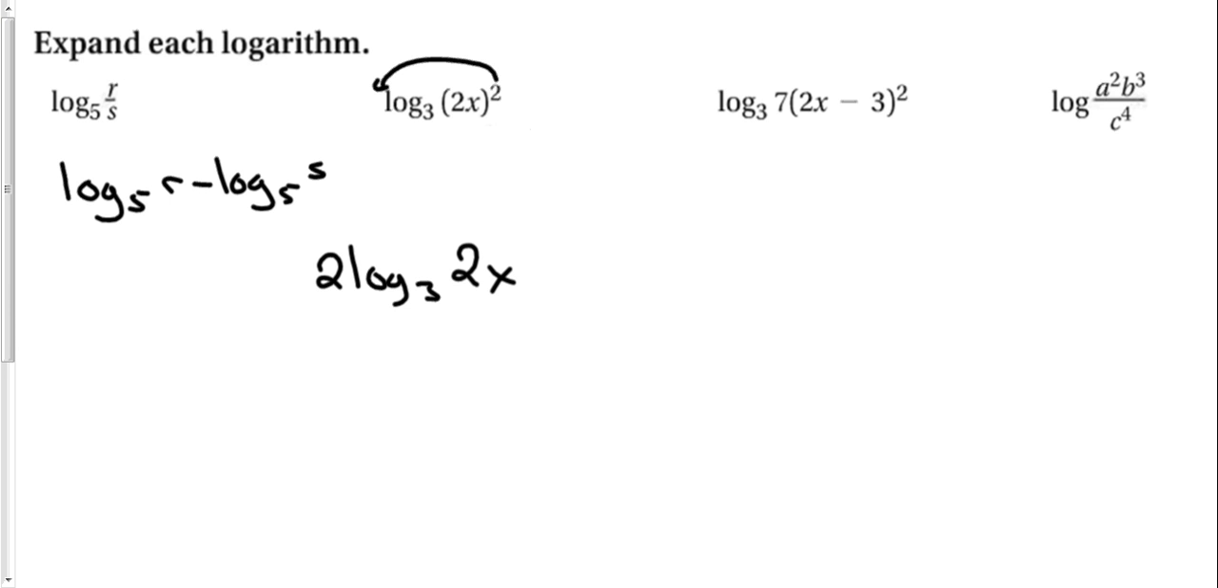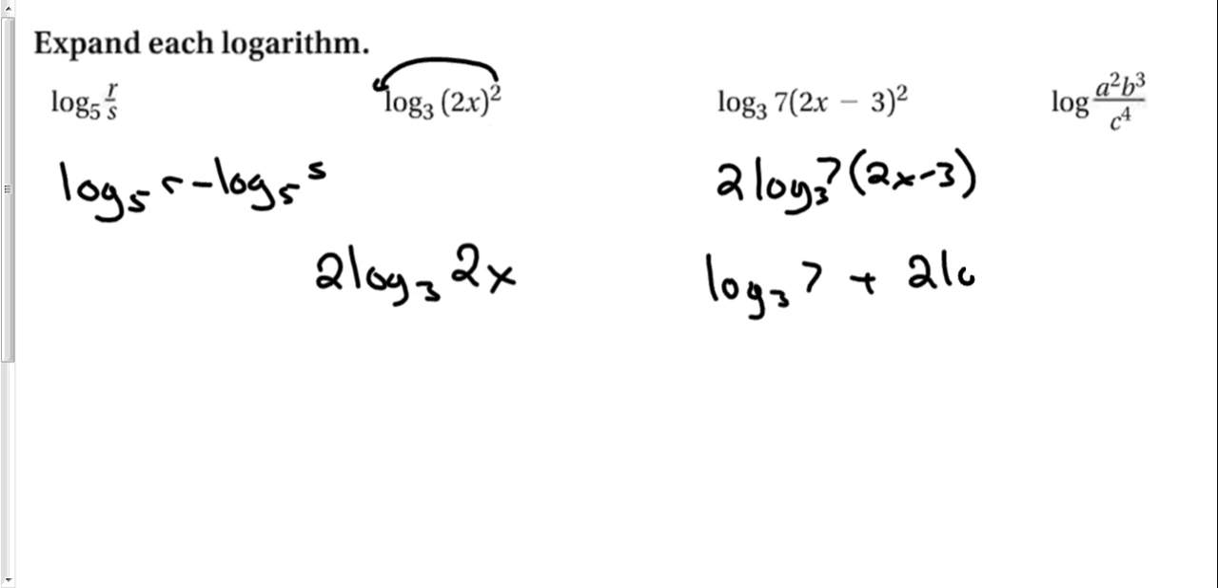For this one, we can do 2 log base 3 of 7(2x minus 3). And I can split that into, 2 also. So this could be log base 3 of 7 plus 2 log base 3 of (2x minus 3).